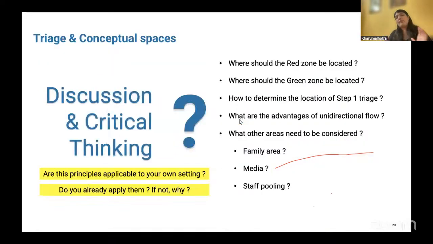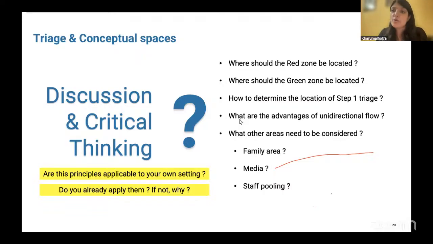So again, while we are all making a mass casualty plan for our institutes, the one thing that everybody needs to understand is what area should become the red zone. As per the WHO mass casualty management plans, the entire existing emergency department has to be converted into a red zone.